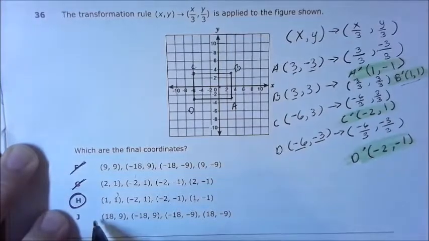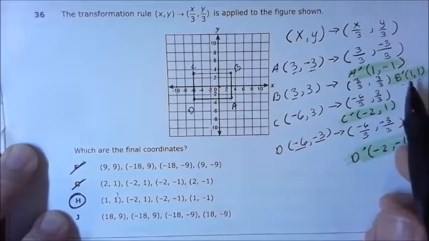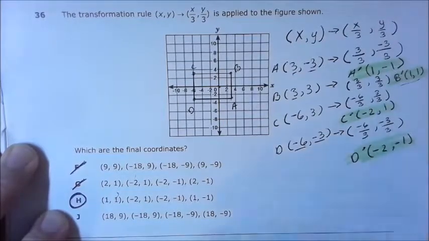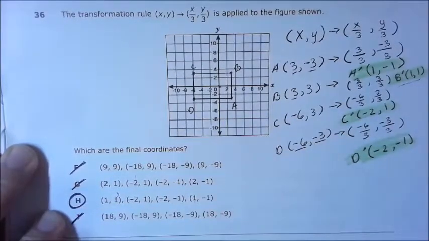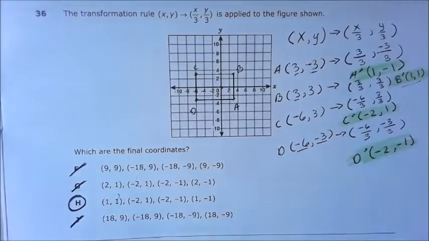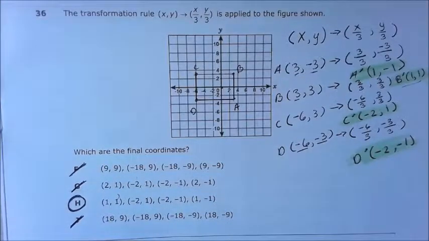Notice if we looked at J and went further, it has 18 and 9. And none of these numbers right here had 18. So we know that that's impossible. So H is the correct answer. And that's how you find it, by using the rule.